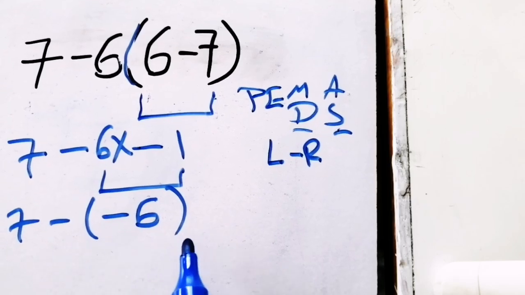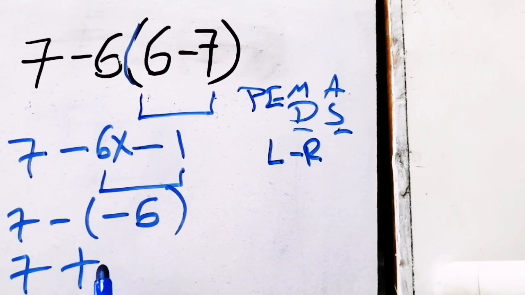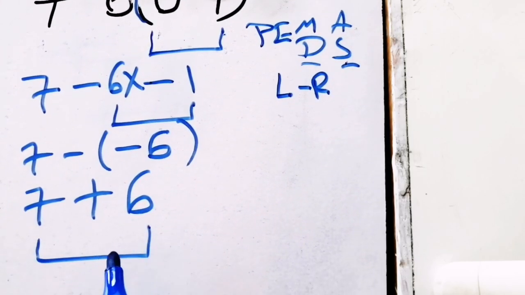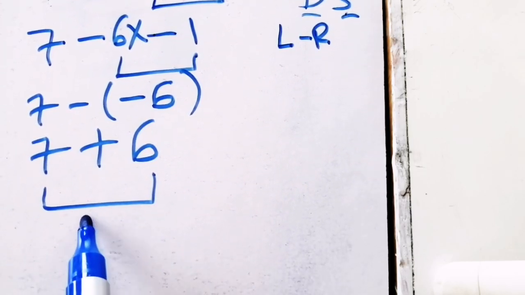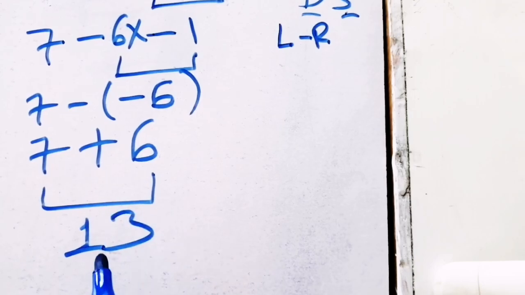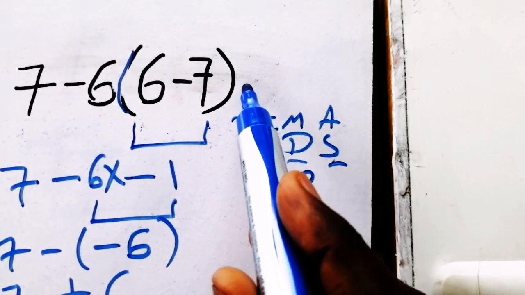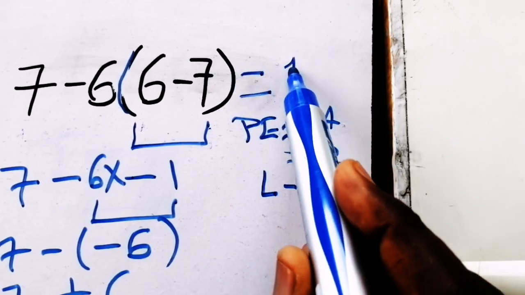7 minus negative 6 means 7 plus 6 because negative minus negative is positive. Therefore 7 plus 6 which equals 13. This is the final answer of this problem. Therefore the correct answer of this problem equals 13.